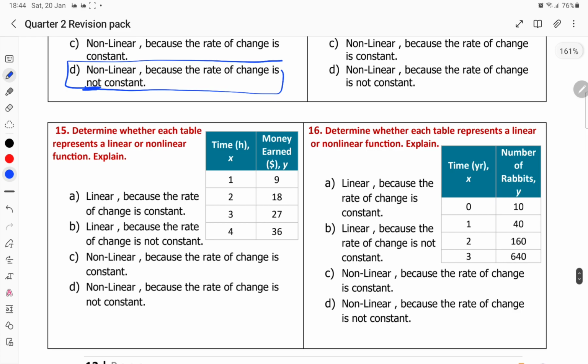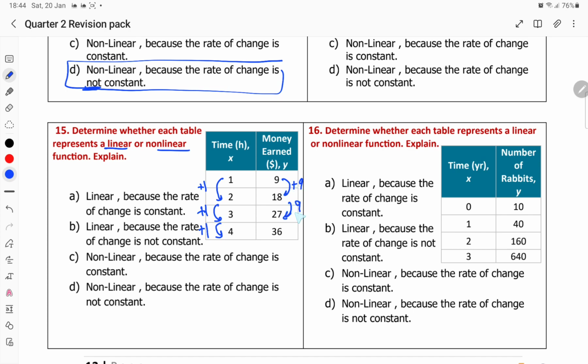15. Determine whether the table represents a linear or non-linear function. How do I know? From 1 to 2 plus 1, 2 to 3 plus 1, 3 to 4, the change is just 1. 9 to 18, I added 9. How do I know? 18 minus 9, 9.